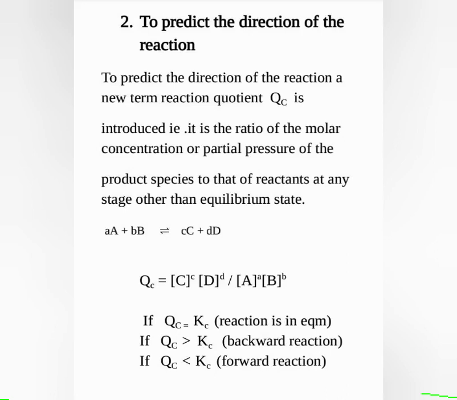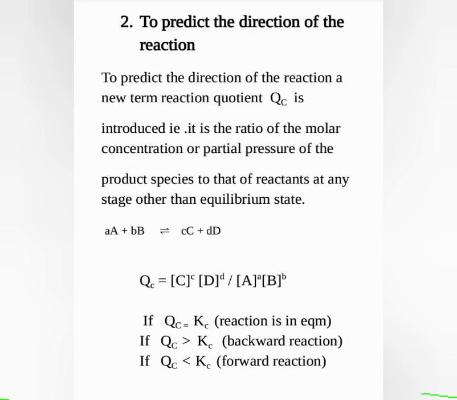The calculation is the same as in the case of equilibrium constant Kc or Kp. The only difference is that if the reaction is in equilibrium, and we take the ratio between the concentrations or partial pressures of the products to that of reactants, we call it Kc, the equilibrium constant. At any stage other than equilibrium, if you do the same calculation, the value is known as reaction quotient.